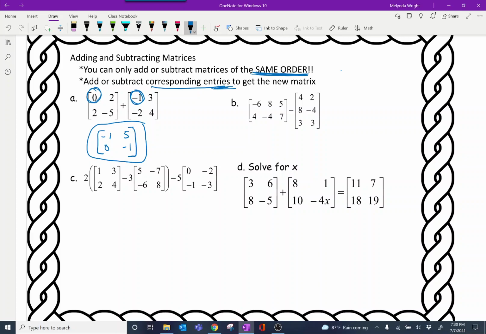Now on B, that just doesn't look right. Does it look right to you? That just doesn't look right. This is a 2-row by 3-column matrix. This is a 3-row by 2-column matrix. And those aren't the same order. They're not the same order, so that's going to be impossible. We can't do that. That's impossible.